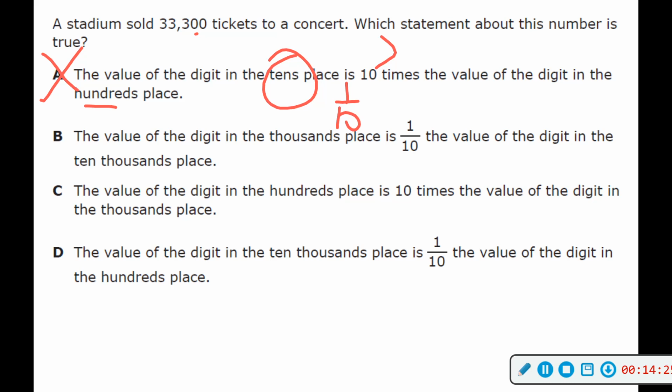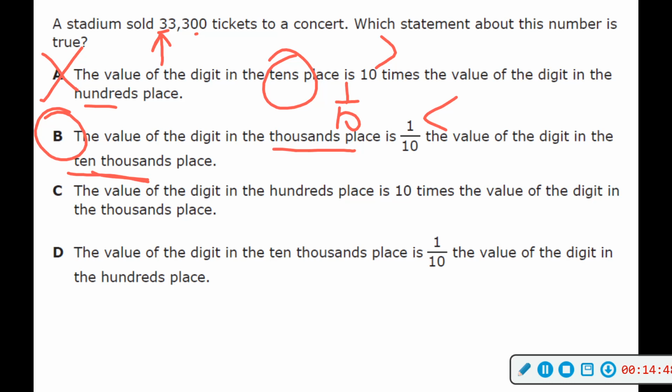The value of the digit in the thousands place is 1/10 the value of the digit in the 10,000s place. So we do have the 10,000s place that is greater than the thousands place. Therefore, the value of the digit in the thousands place is less than the 10,000s place, so that is true.